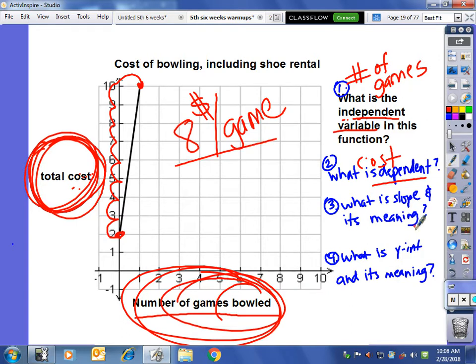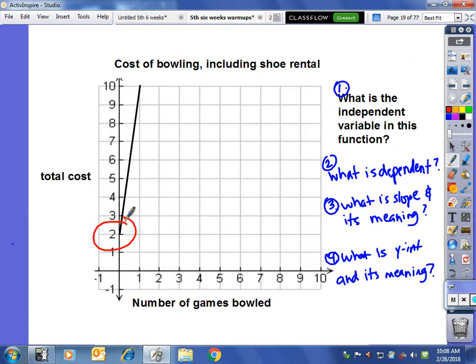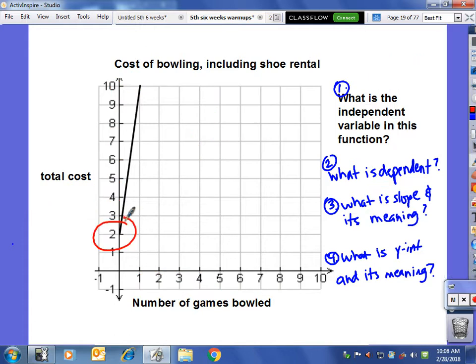What is the y-intercept? 2. Look carefully at that title that Ramiro so wonderfully read for us. What do you think the 2 is? That's a $2 shoe rental. So if you don't play any games, but you want to run around on their nice floors, how much is it going to cost you? Yeah, they're going to make you pay $2 to get in the door and walk on their wood floors.